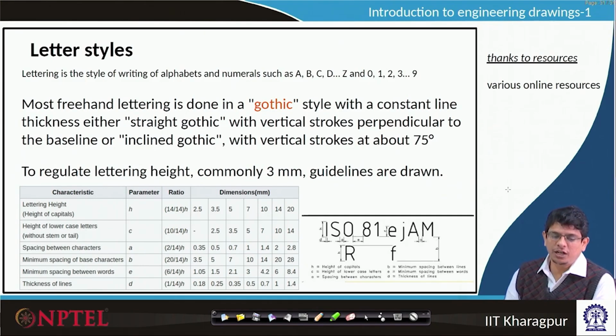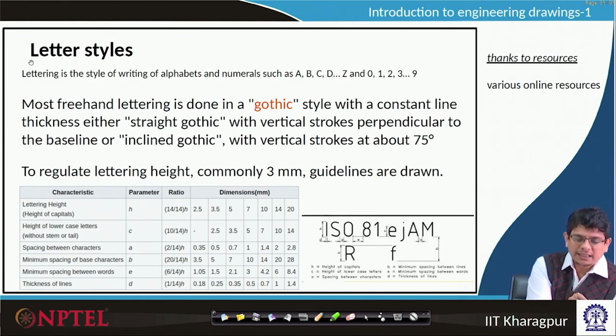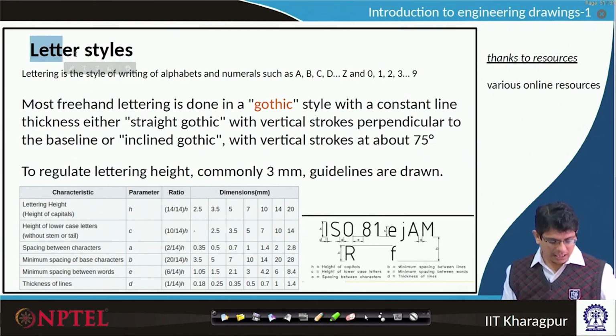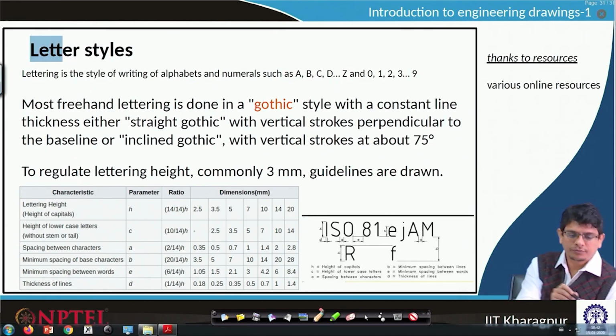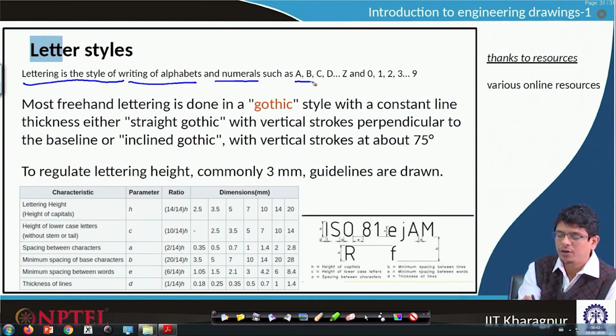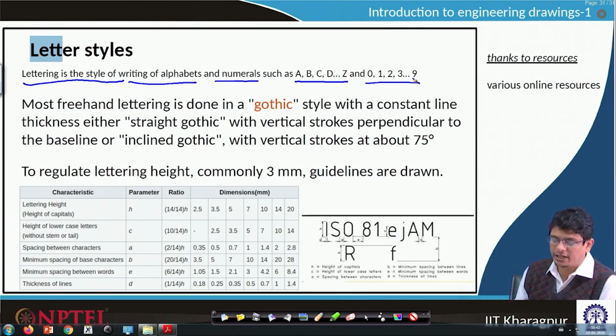After these essential drawing instruments like board, sheet, pencils, sharpener, clips, compass, divider and set squares, the first objective is how to draw letters. In this section, we cover the lettering styles involved for drawing. Lettering is the style of writing alphabets and numerals. For example, we use capital letters A, B, C, D to Z, and 0, 1, 2, 3 to 9.